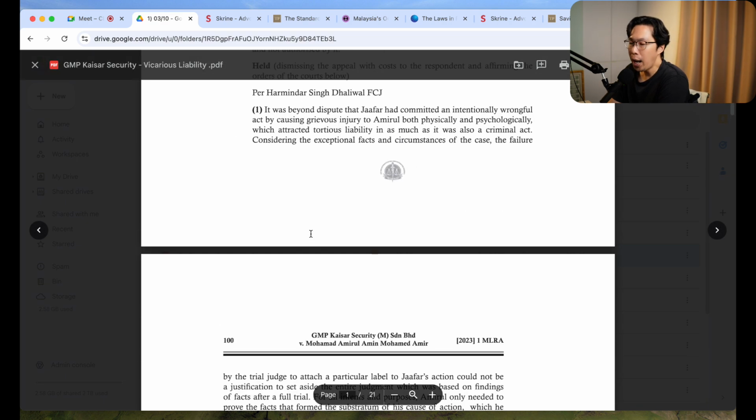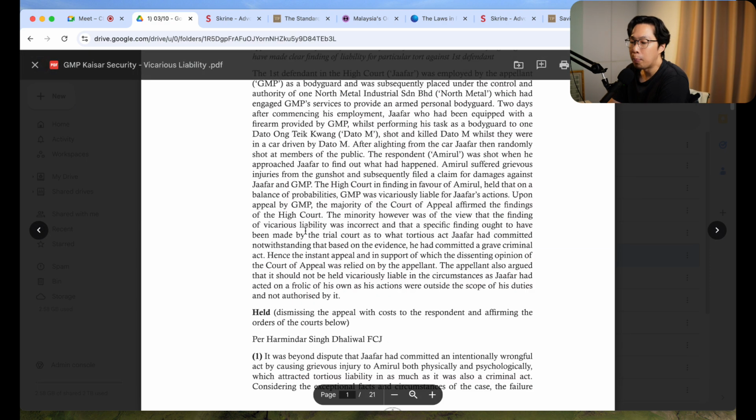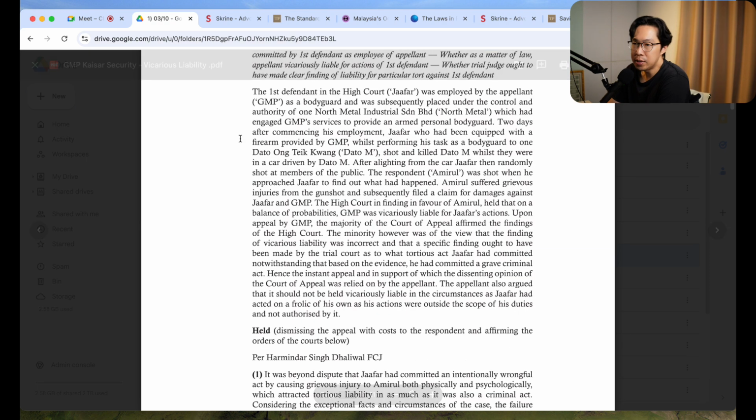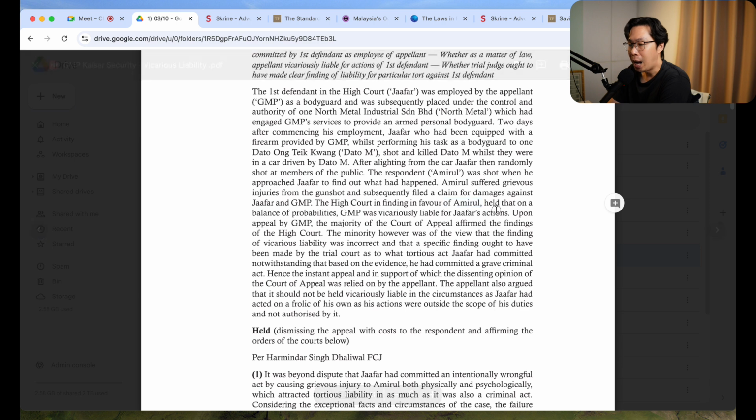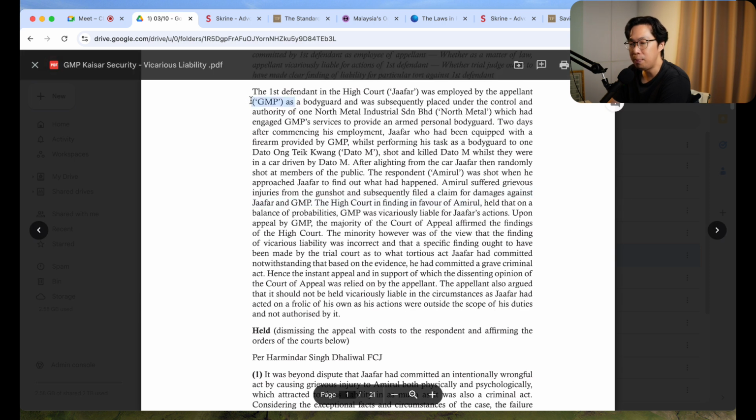So he was saying that why you as an employer didn't do a proper check that this bodyguard is in good health, can work, and you put him in the work straight away. So you GMP definitely has some sort of liability. But GMP has no direct connection with Amirul. Amirul and Jafar, yes, because Jafar directly shot him, so there is negligence. But for Amirul to extend the duty to GMP, then he will use vicarious liability. Okay, that's vicarious liability.